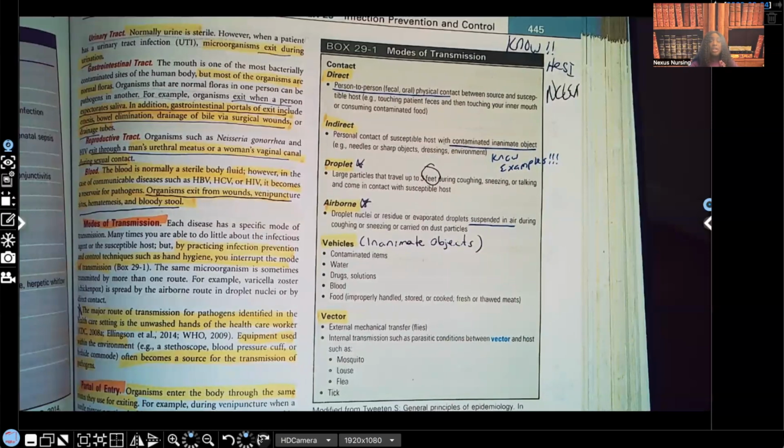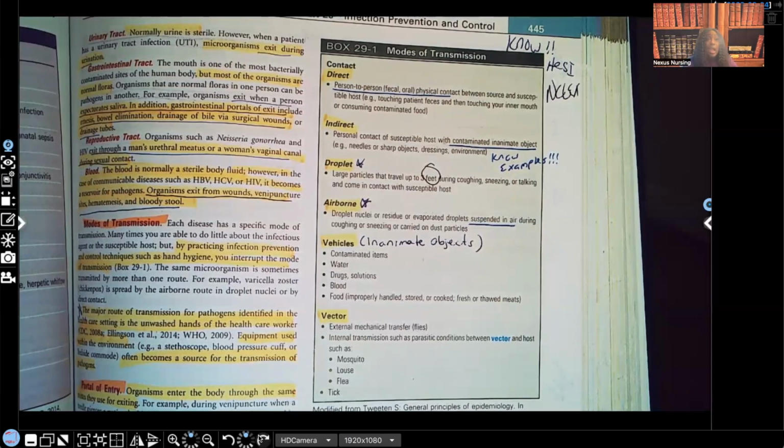How are these pathogens transmitted? First one is direct. Direct is person to person, either by the fecal-oral route, physical contact between source and susceptible agents, such as touching the patient's stool and then touching your inner mouth, or consuming contaminated food. The person who prepared the food didn't wash their hands, and guess what? Now you're eating that food, that nasty food, right? Indirect: personal contact of susceptible hosts with contaminated inanimate objects such as needles, sharps, dressings.